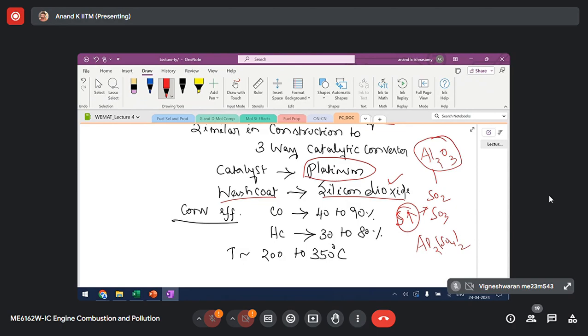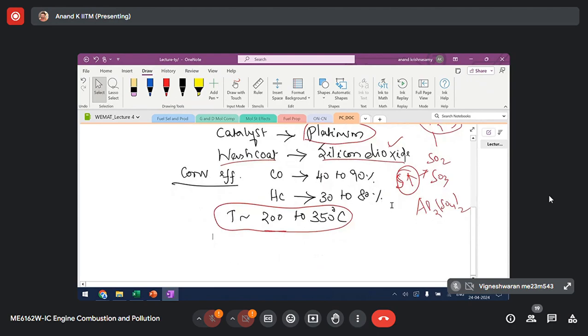Conversion efficiency is generally low. The problem is you need high temperature as indicated here. Why do I say high temperature? Because you see this is effective only at temperatures up to 350 degrees Celsius. Sometimes in a diesel engine, you have a very low exhaust gas temperature because you use EGR. Because of that, the conversion efficiency of CO is around 40 to 90 percent, 90 if the temperature is high. When the temperature is lower, you will have a very low conversion efficiency. Similarly, HC 30 to 80.